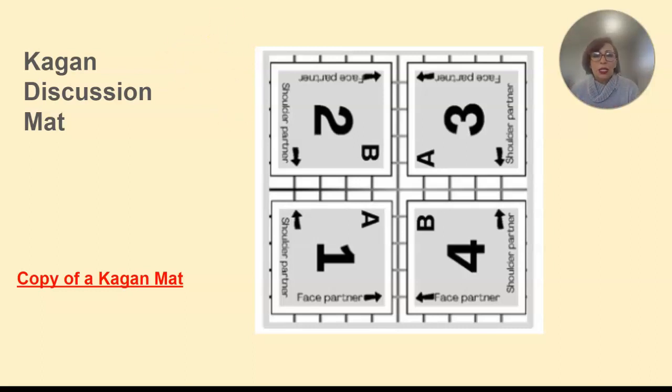But another great one is the Kagan discussion mat. I'm sending you a link to a Google Doc that you can print out. I printed many of these out and put them on tables. The kids already knew you're person 1, 2, 3, 4. Person 3, you're going to begin. Everyone's going to go around and share some information.